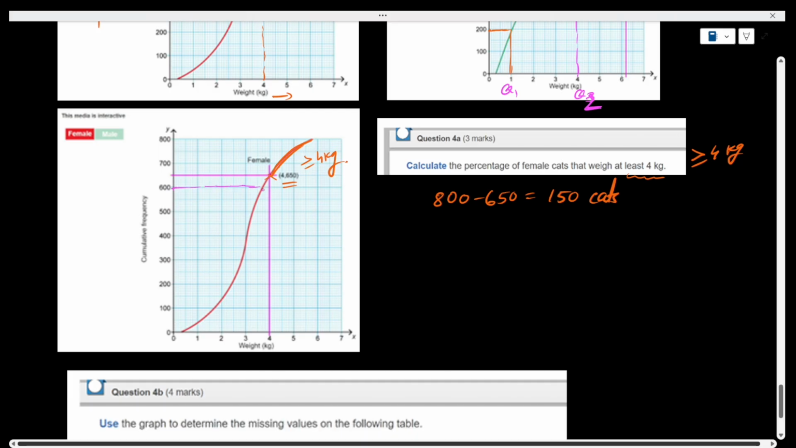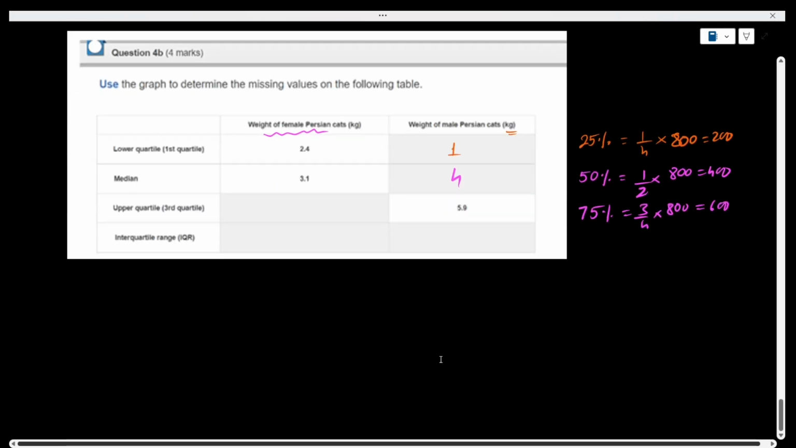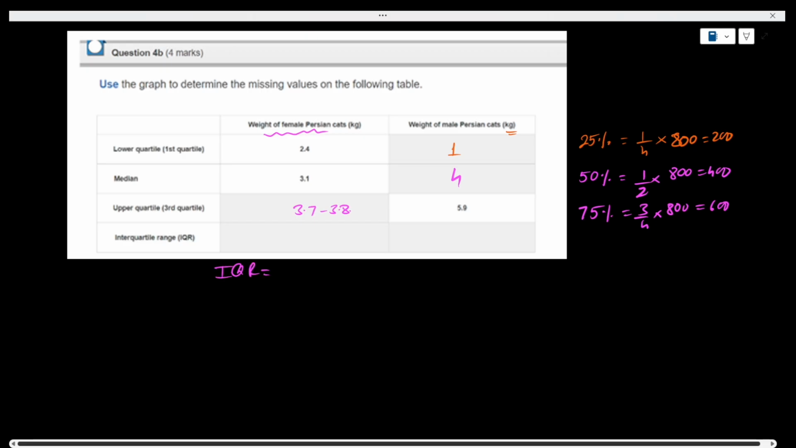If you are taking it on the graph, it is going somewhere in the middle, right here. If you use technology, you'll be able to do it. So it is around 3.7 to 3.8. You will get to see the exact value when you're using those graphs. Then the interquartile range: you know the IQR is always the upper quartile minus the lower quartile. So here the upper quartile is 2.4, and here if I take 3.8, it is going to be 1.4 kg, and here 5.9 minus 1 will be 4.9 kg.